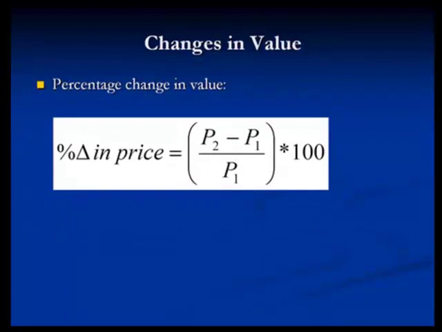To calculate a percentage change in value, we'll just go back and use the simple percentage change in value formula, where the percentage change in price, and that delta there, that triangle there, just means change. The percentage change in price is the ending price minus the beginning price divided by the beginning price times 100.